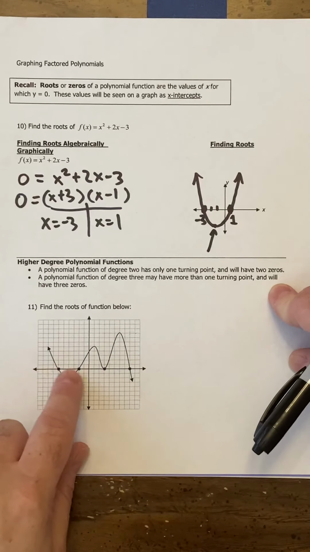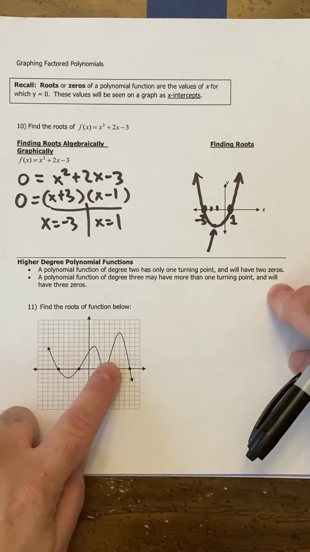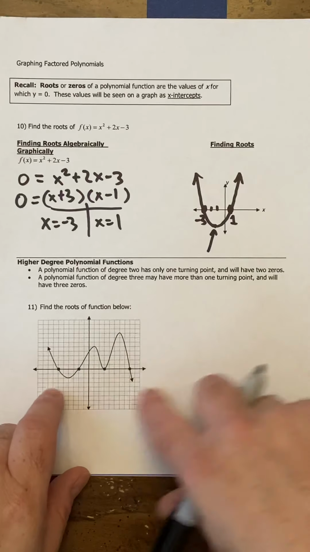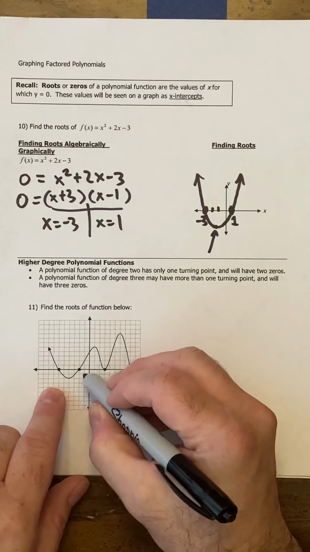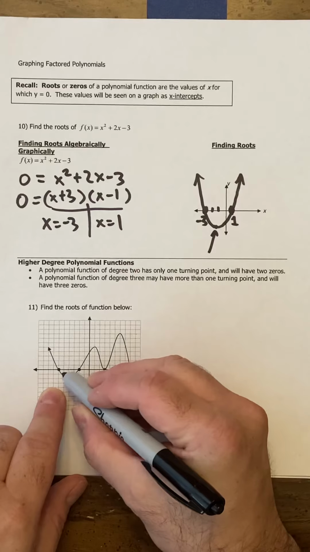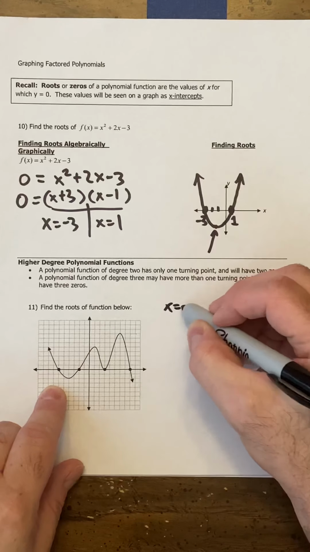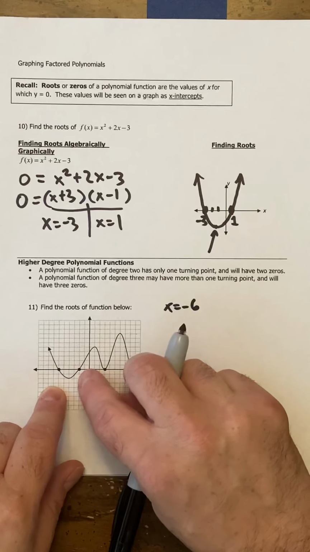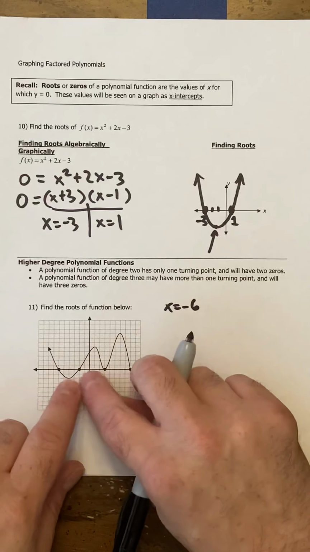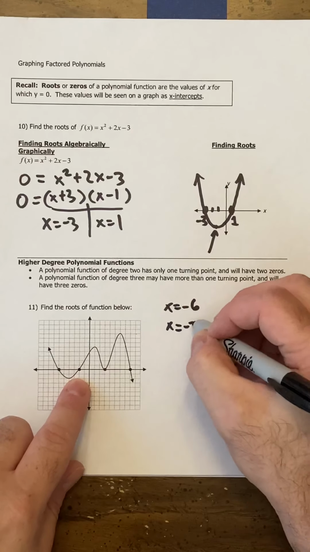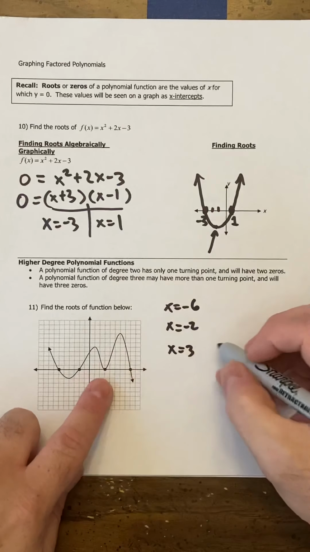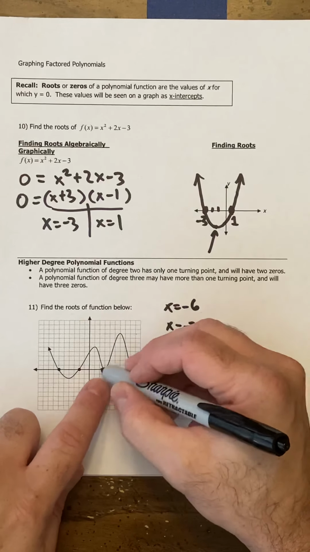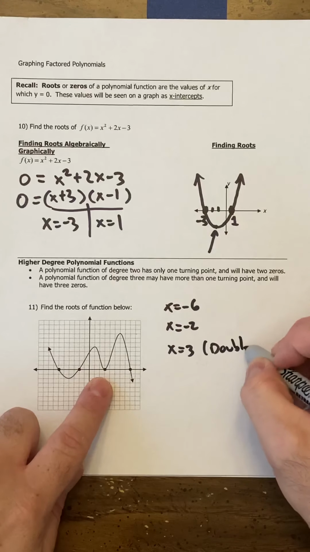This one has multiple turning points, and it has multiple zeros. So the roots here are going to be, I've got to count this over, -1, 2, 3, 4, 5, 6. So -6, there's a root. 1, 2, 3, 4, 5, 6. -2 is a root. +3 is a root. It's actually a double root because it's tangent to the x-axis, so I'll call this a double root.